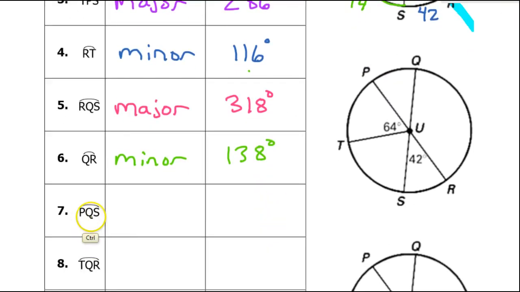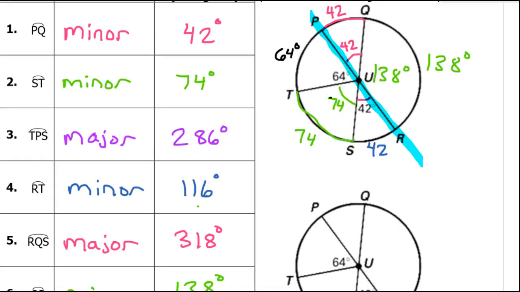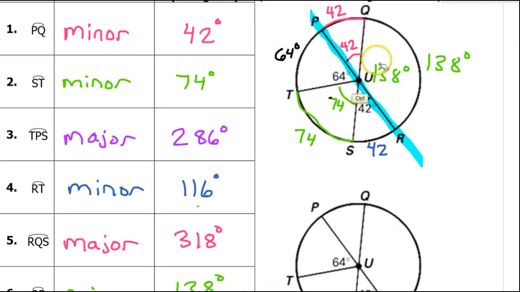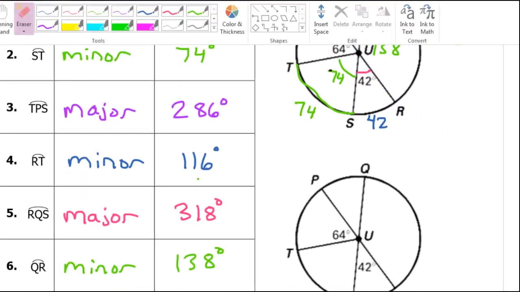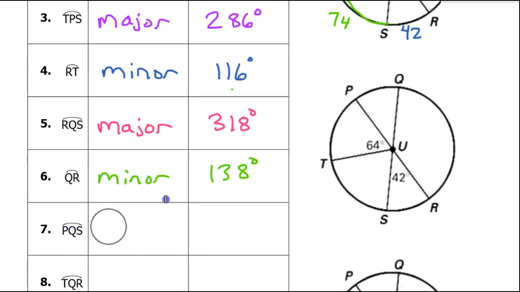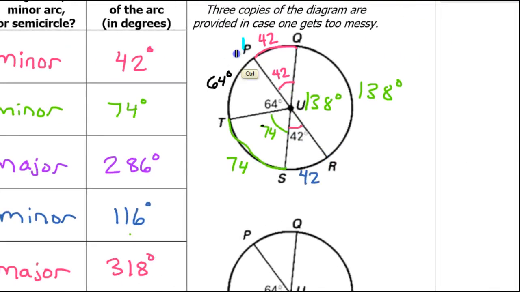Okay, what about arc PQS? Well, look, at this point, we have found every arc and angle in this picture. So anything else they could possibly ask is going to be super easy. PQS. That means I have to start at P, pass through Q, and keep going around to S. So I have a choice.